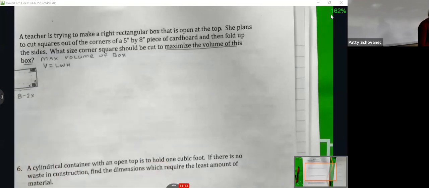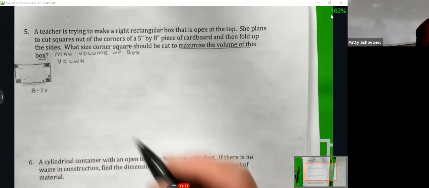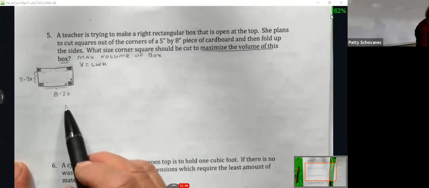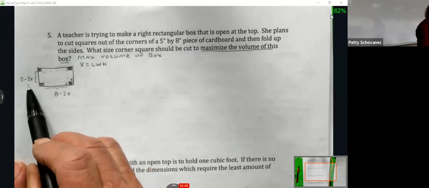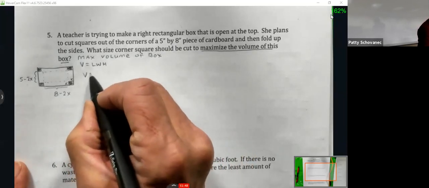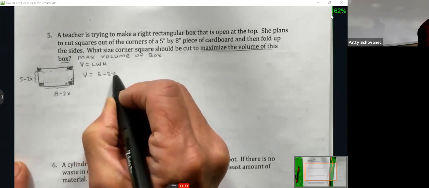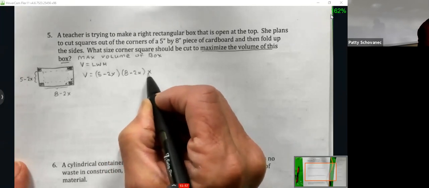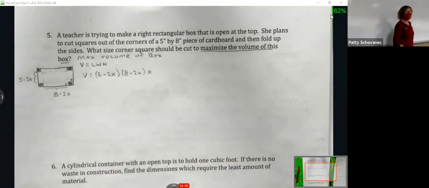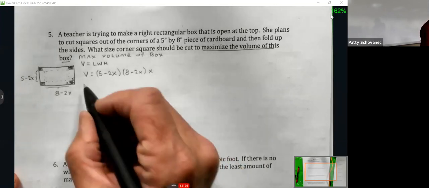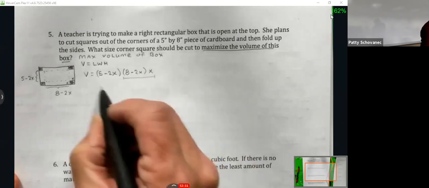And then when you fold the flap up, it corresponds to the variable X itself. So we're going to have the length is 8 minus 2X, the width is 5 minus 2X, and the depth itself is the X. So volume is 5 minus 2X times 8 minus 2X times X. And that's the thing we need to take the derivative of. So that I don't have to do the product rule within the product rule, I'm going to go ahead and distribute this X, and then I'll take the derivative. So I'm going to put these two together.